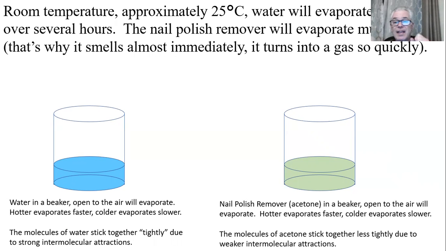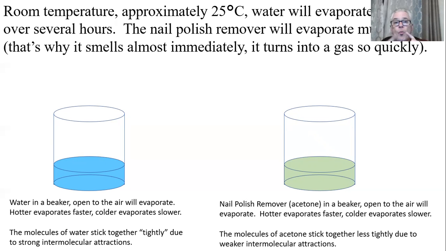Now, liquid is not liquid. All liquids are different. Water evaporates slow because the molecules are very, very attracted together, and that holds them together and makes them harder to come apart. Nail polish remover molecules, acetone molecules, are much less attracted together. So when you have a beaker of it, it doesn't stick together so well. At the same temperature, it evaporates much faster. And it happens to smell, and it gets into the air, and I can smell it, and I get all grumpy.